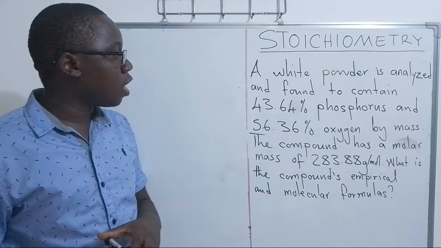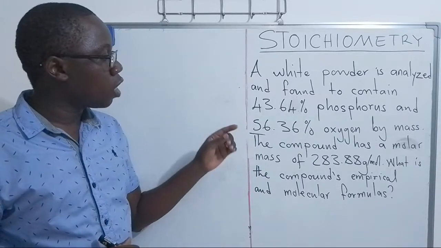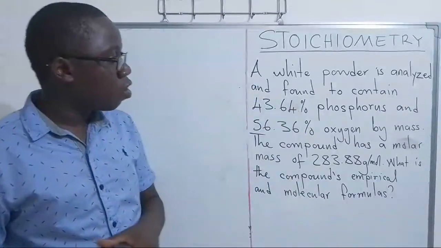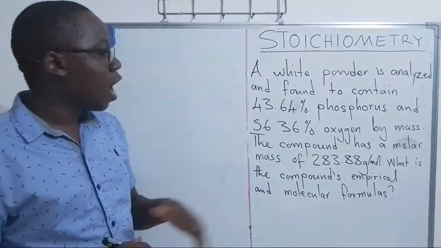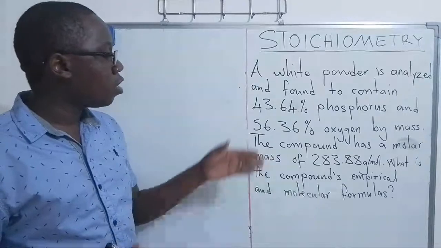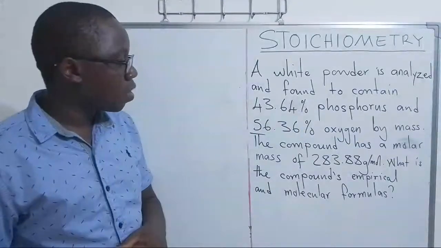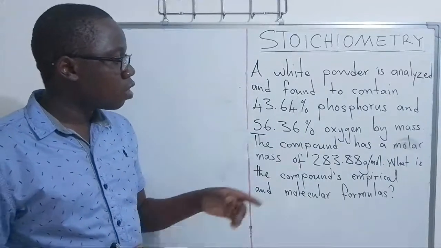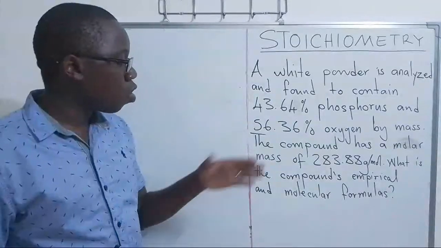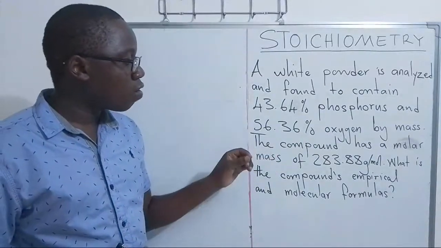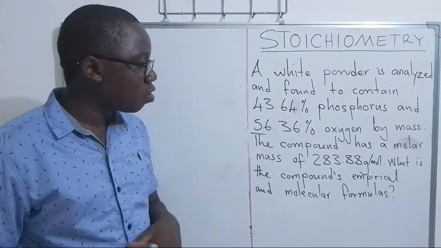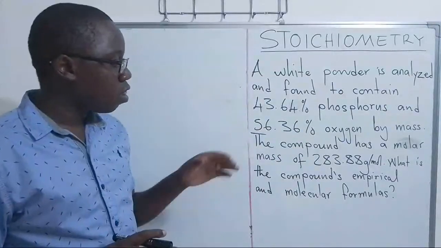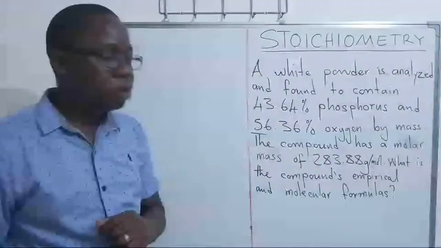that we are going to discuss this question that reads, a white powder is analyzed and found to contain 43.64% of phosphorus and 56.36% of oxygen by mass. The compound has a molar mass of 283.88 grams per mole. So we have been asked to find the empirical formula.